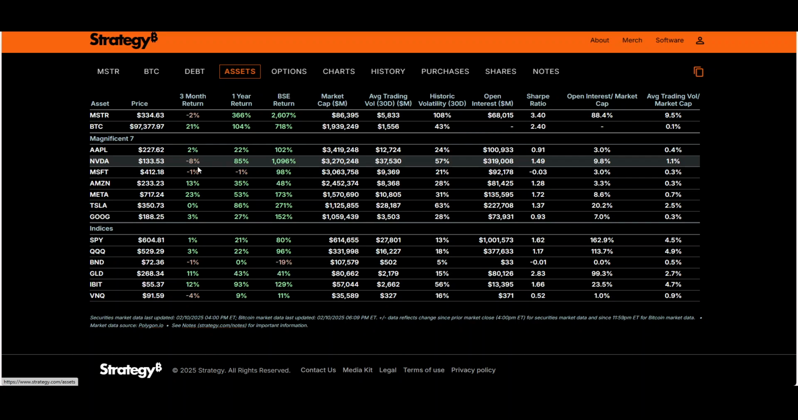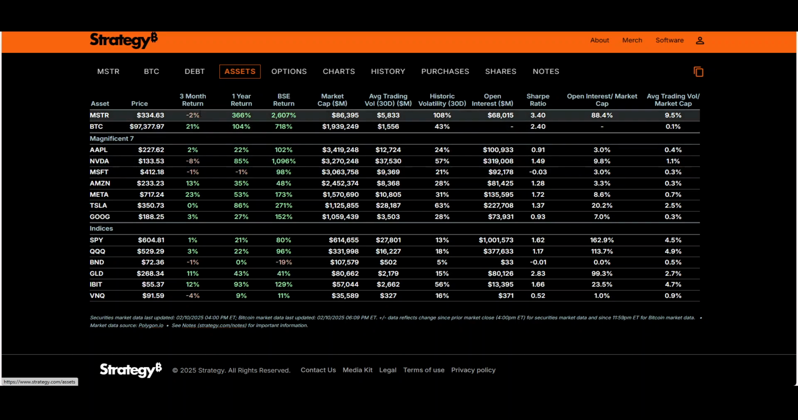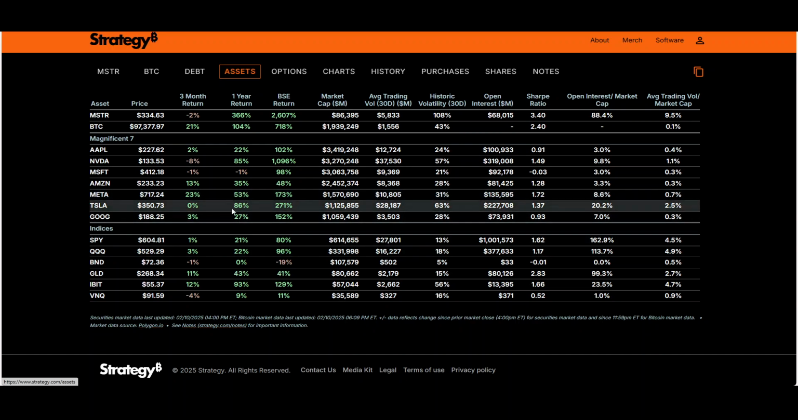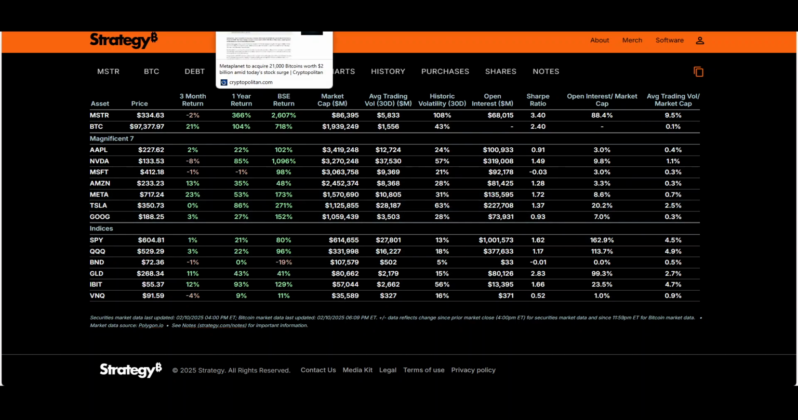I mean, yeah, that was minus 8% for NVIDIA, minus 2% for MicroStrategy. So these other high flyers are also taking a break. They're kind of just consolidating, not doing much as well. Another important thing is that it's not really related to MicroStrategy. It's kind of related to MicroStrategy.